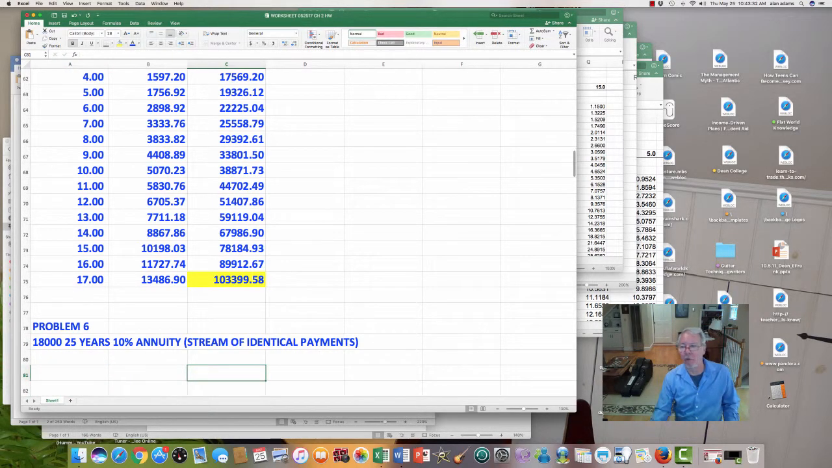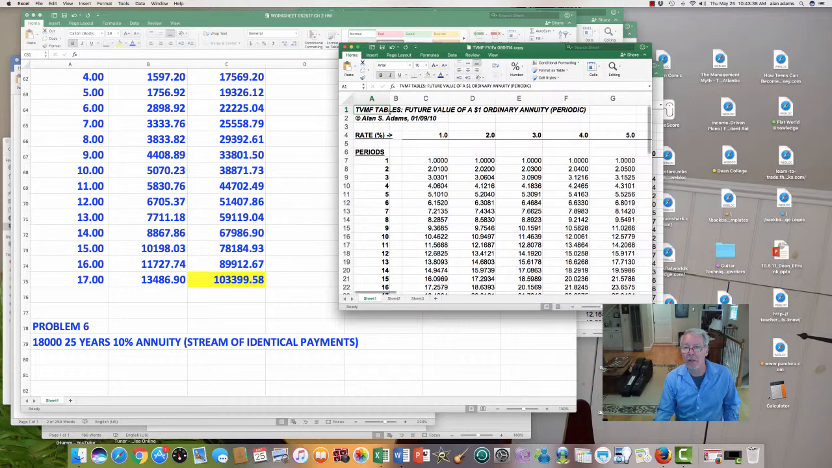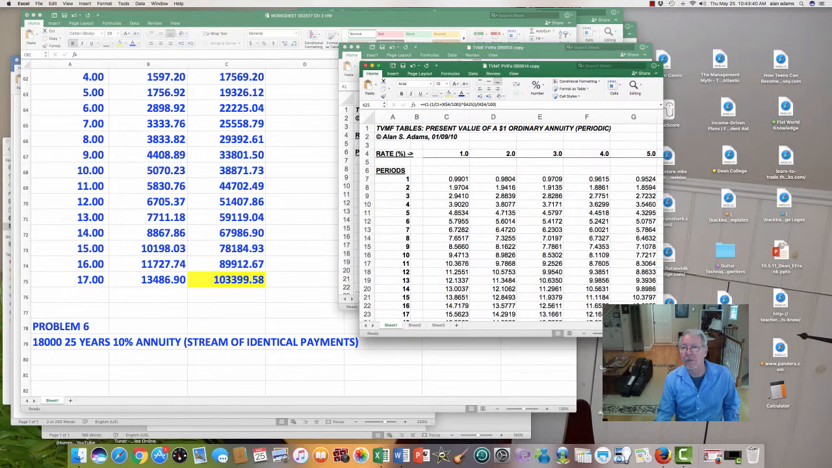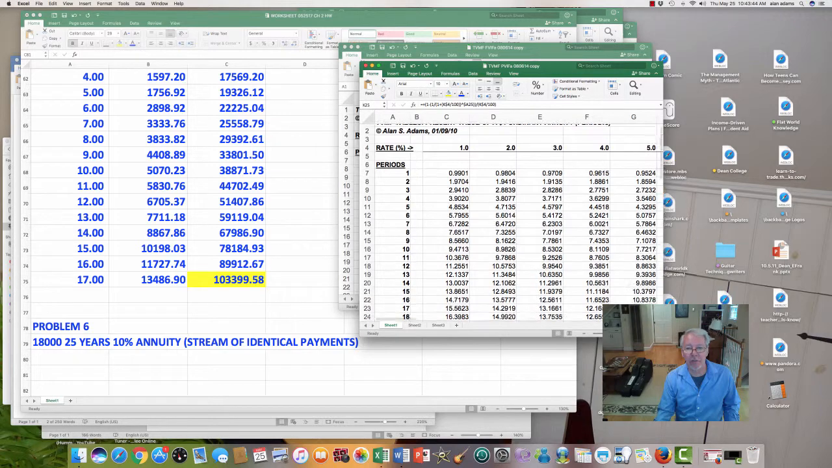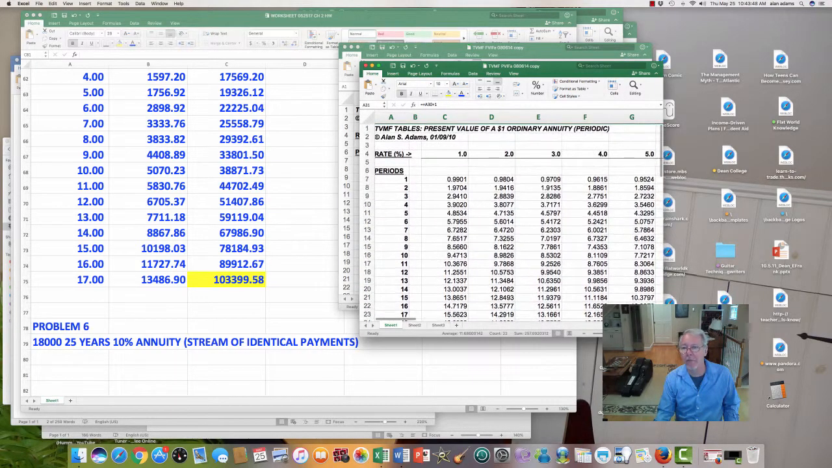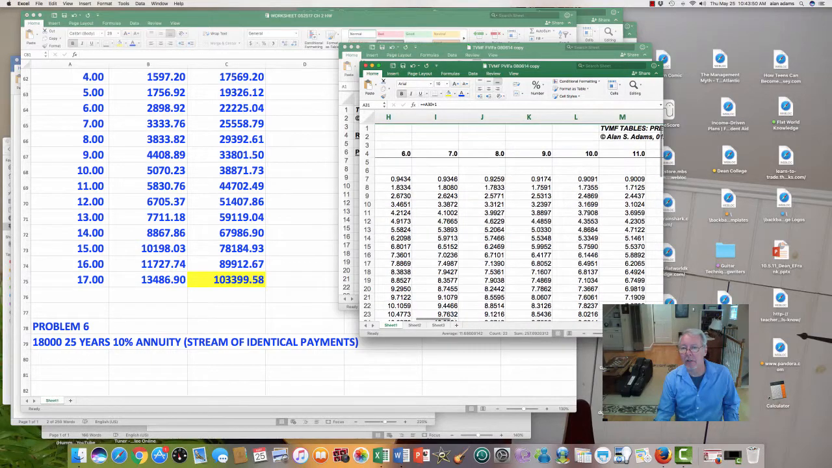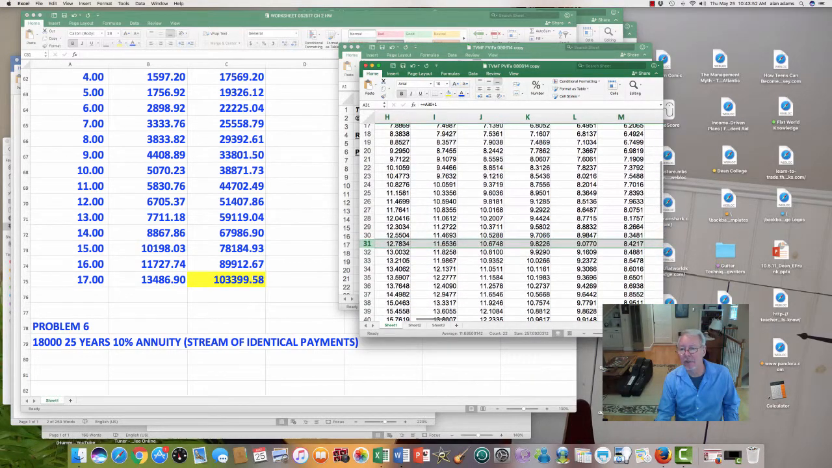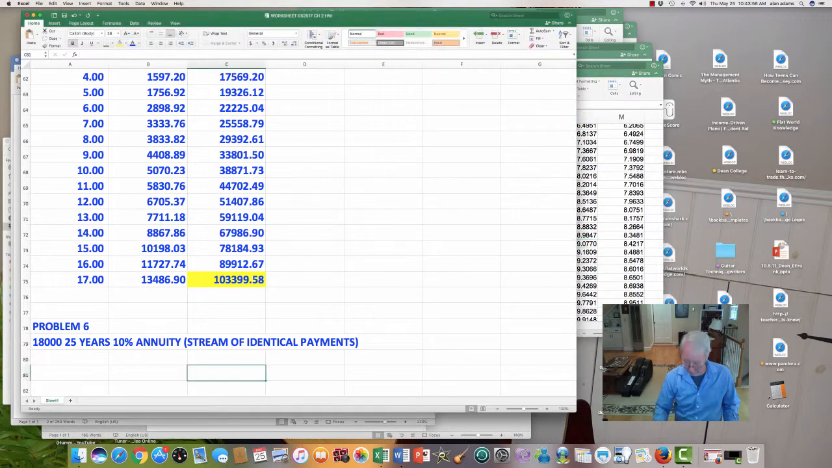Okay, we're going to come over here to table number 4 or table D. There it is, the present value of an annuity, 10% for 25 years. My answer is going to be on line 31. I go to the 10% column, and that's my number, 9.0770.